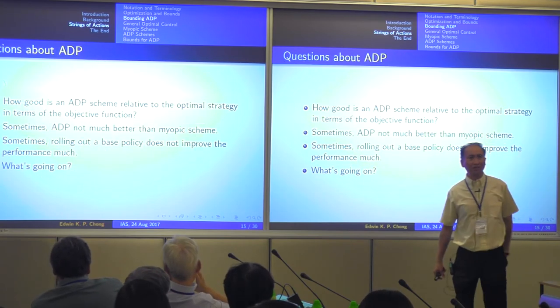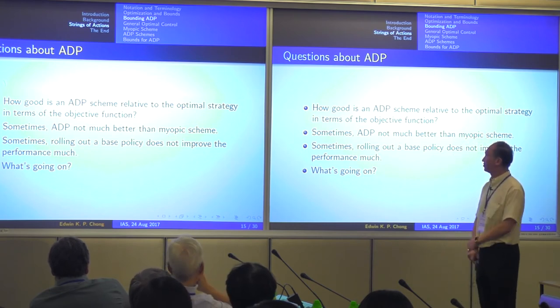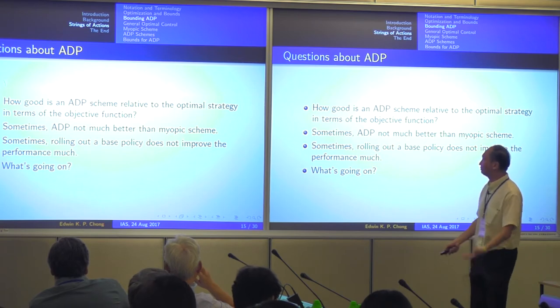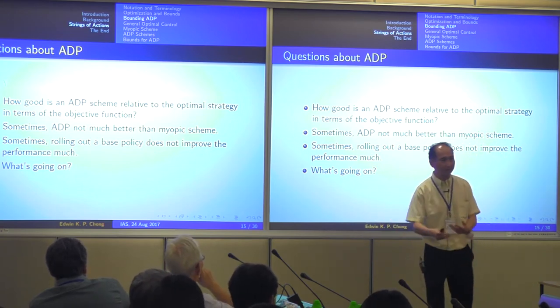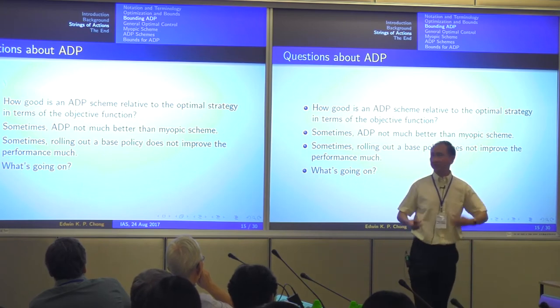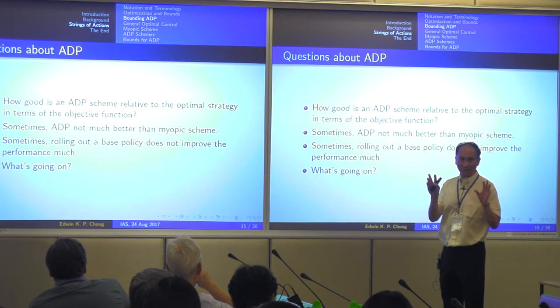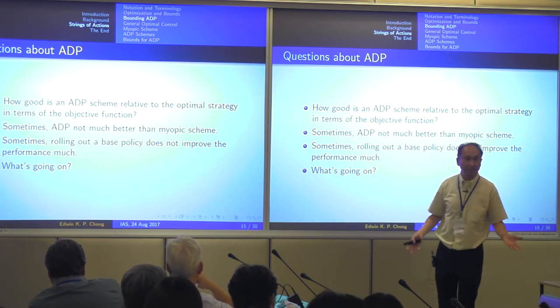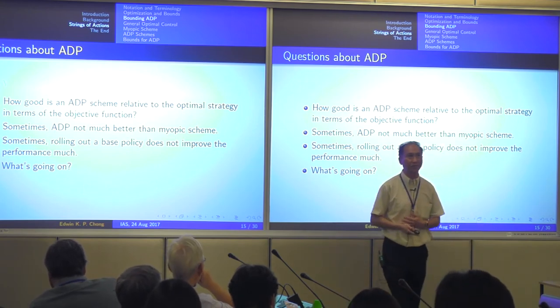So you can ask these questions. You give me an approximate dynamic programming scheme. How good is this ADP scheme relative to the optimal strategy in terms of the objective function? Sometimes ADP is not much better than what is called the myopic scheme, and I'll tell you exactly what that is. Why is that? Rollout involves what is called a base policy. If you roll out a base policy, sometimes it's not much better than the base policy itself. What's going on? Can we answer questions like these?